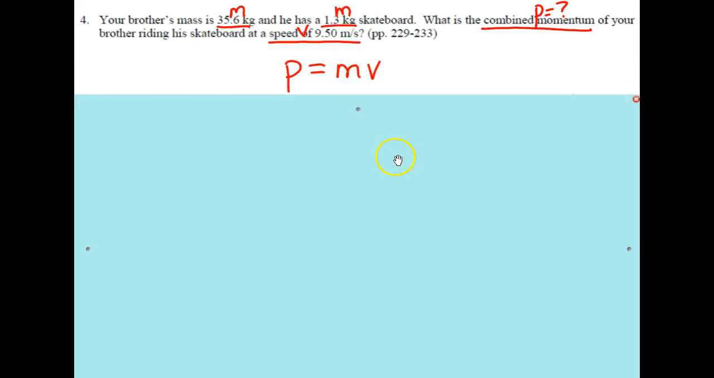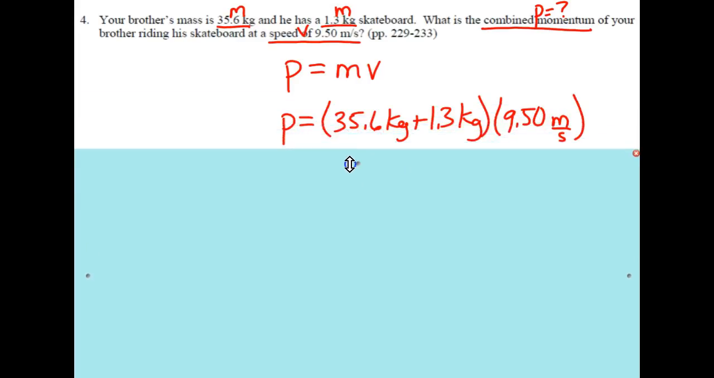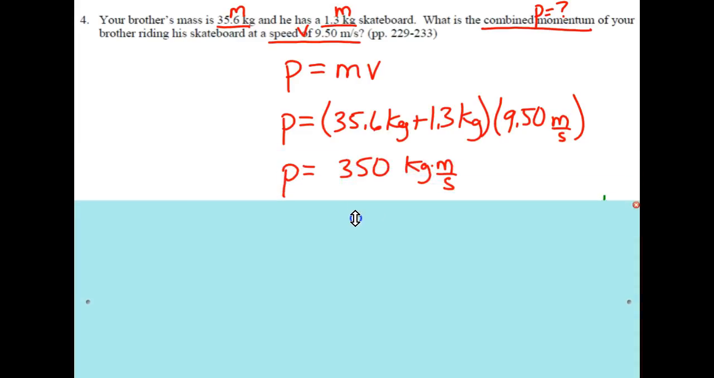p equals mv, the equation for momentum. And we have a combined mass of the skateboard and your brother that you have to add together and multiply by their speed of 9.50 meters per second. Multiply, and to 2 digits, you get 350 units. Mass is in kilograms, velocity is in meters per second, so units of momentum are kilogram meters per second.